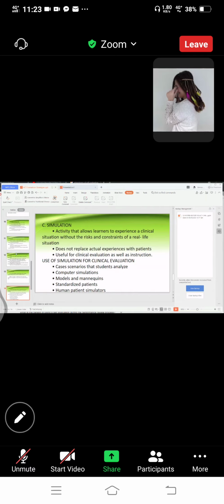So the uses of simulation for clinical evaluation, it cases scenarios that students analyze. Computer simulations, models, and mannequins, standardized patients, and human patient simulators. Siguro, while best ito, while nandito tayo sa ganitong sitwasyon, which is pandemic, where our students cannot perform actual duties in the hospital. So, simulation na lang.